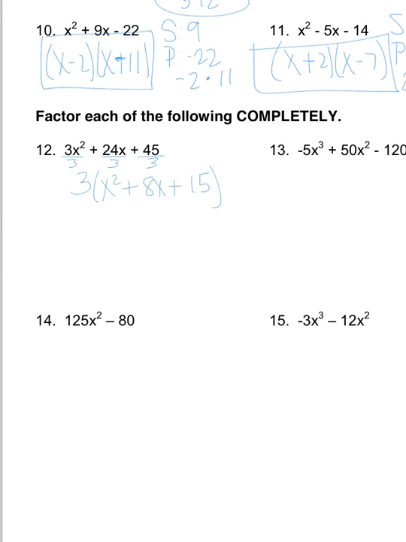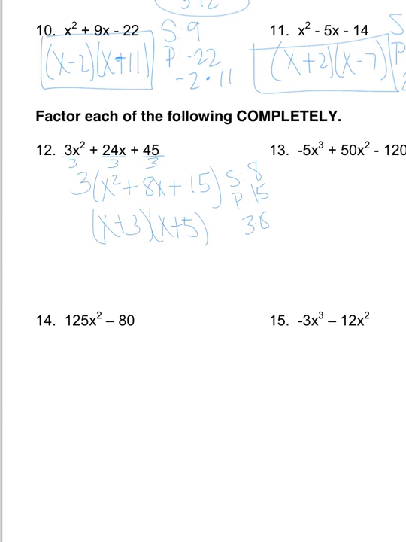So if you look at your blue sheet, 3 terms, you want to figure out what will give you the sum of the middle number, which is 8, and the product of your last number, which is 15. So that would be 3 and 5. If you can't figure it out, write them all down. So that would be x plus 3 and x plus 5.